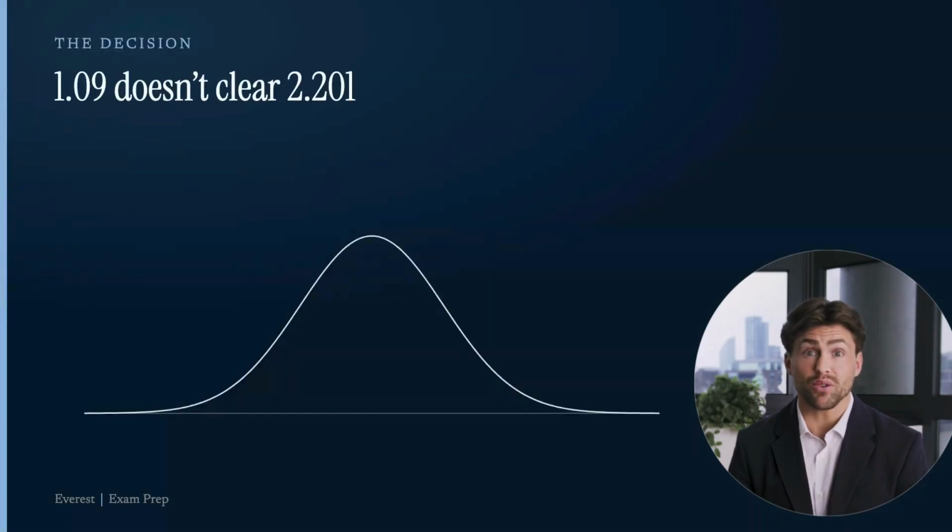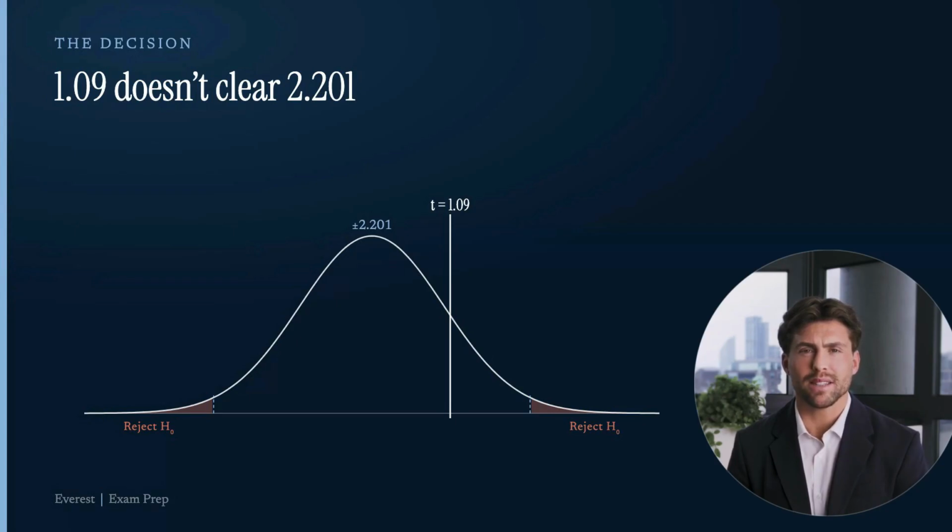The standard error of the mean difference is 0.95, divided by the square root of 12, about 0.27. The t-statistic is 0.3, divided by 0.27, about 1.09, with 11 degrees of freedom. The critical value at 5% is 2.201. 1.09 doesn't clear it. Failed to reject? No significant difference between the two strategies.